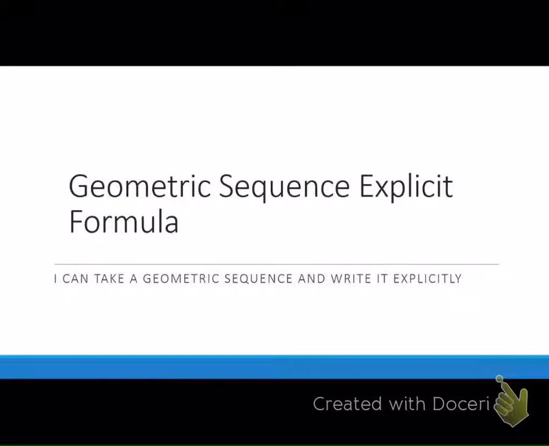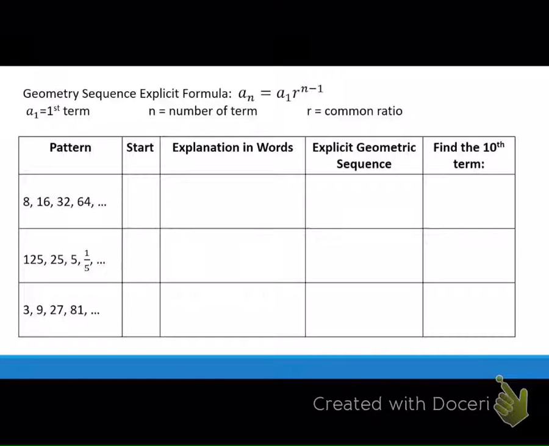Sequences, but that are explicit formula. So we just talked about the recursive. Now we're going to talk about the explicit. So the explicit formula is, and it could be an A or a G. You can see it either way, but I'm going to change them to G's on mine. So if you could do the same.